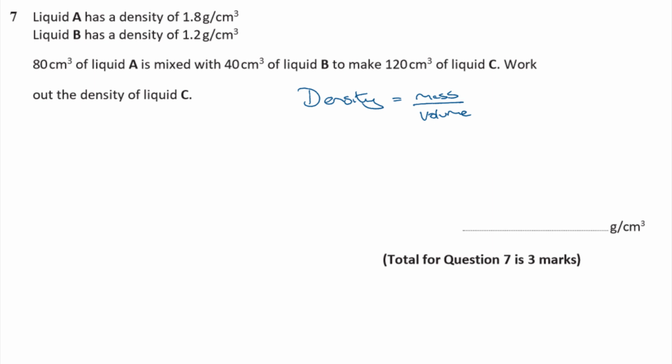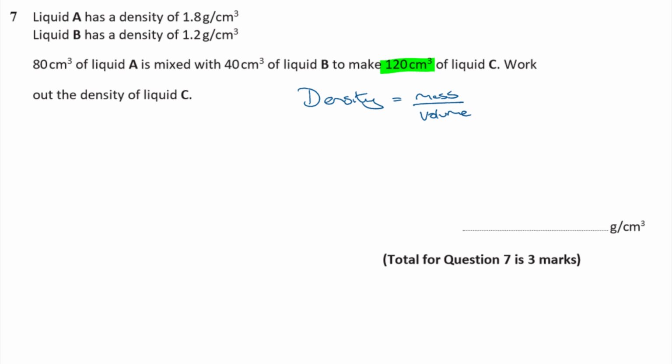Okay, now do we know either of those things? Well, the volume we know. The volume of liquid C is here. We took 80 cubic centimeters of liquid A, and we added 40 cubic centimeters of liquid B. So when you add 80 and 40 together, it's going to give you 120. It's not going to miraculously grow to a bigger volume, not unless it reacts or does something weird. So presumably it's going to give you 120, and in fact it tells you it does. So we know what the volume is.